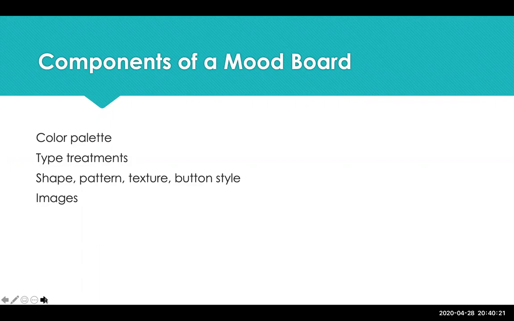Typically, mood boards are made up of really similar things. You always have a color palette. You always have some type treatments. You explore things like shapes, patterns, textures. If you're doing something digital, like a dashboard or an app, you might explore button styles and then images.